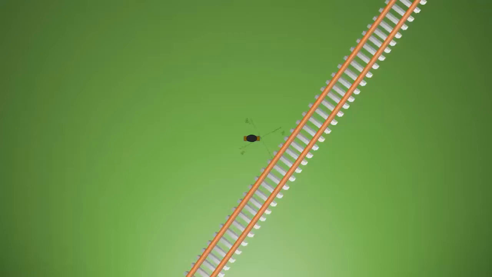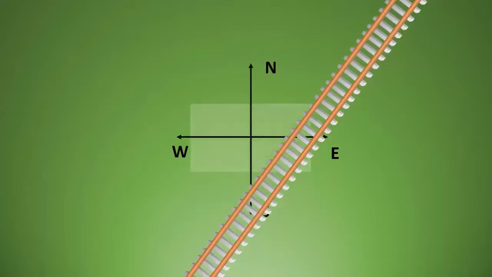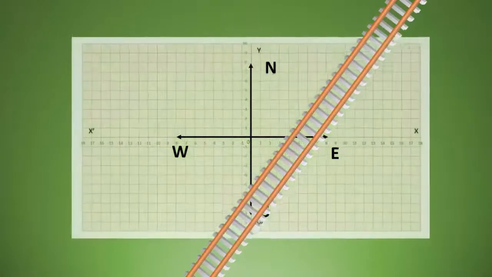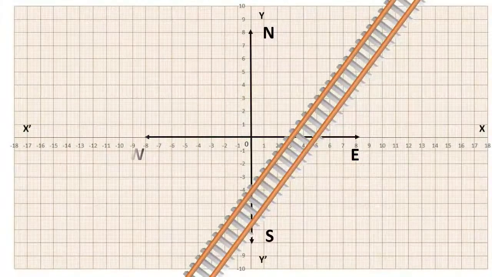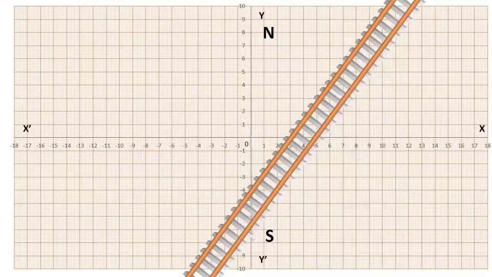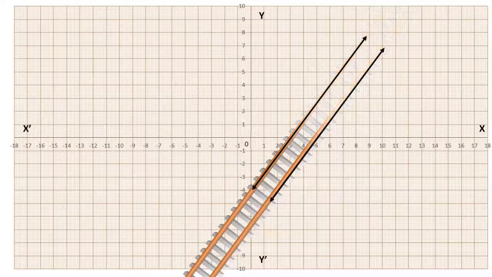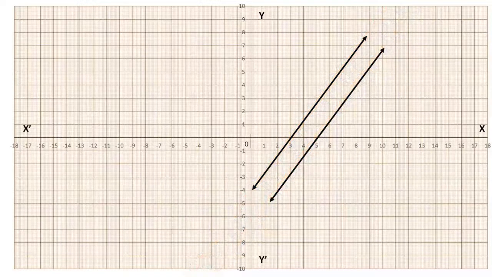Let us consider the man in east-west direction and in north-south direction. Here, east-west is represented as the x-axis and the north-south is represented as the y-axis. Now consider the tracks as parallel lines and name the lines as L1 and L2.